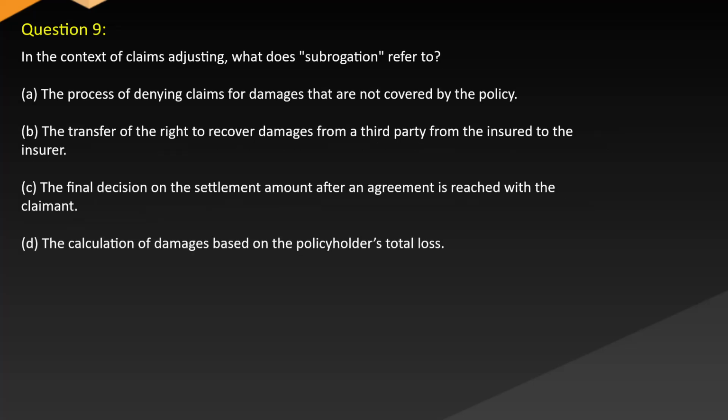Question 9. In the context of claims adjusting, what does subrogation refer to? A. The process of denying claims for damages that are not covered by the policy. B. The transfer of the right to recover damages from a third party from the insured to the insurer. C. The final decision on the settlement amount after an agreement is reached with the claimant. D. The calculation of damages based on the policyholder's total loss.